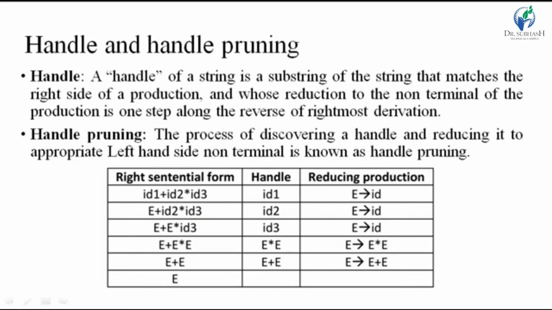So in bottom up parsing, we are reducing from the input to the starting symbol or root of the tree. And in bottom up parsing, the derivation will be a rightmost derivation.